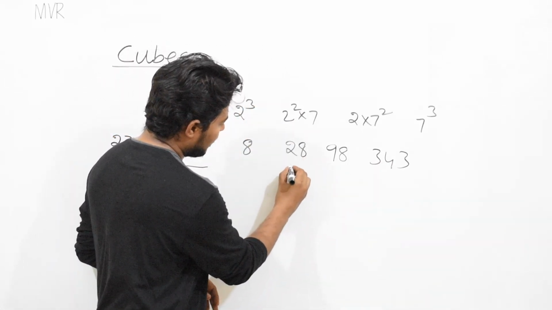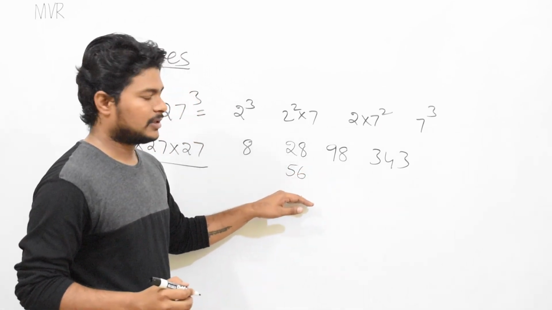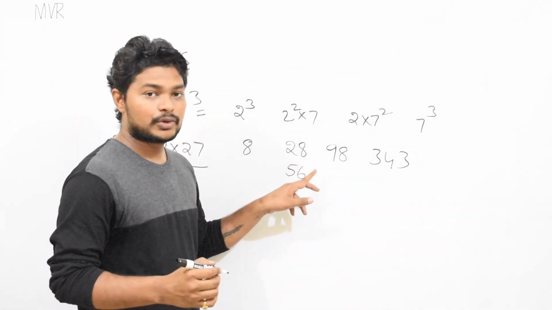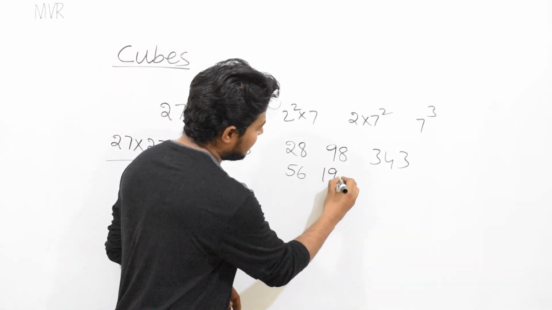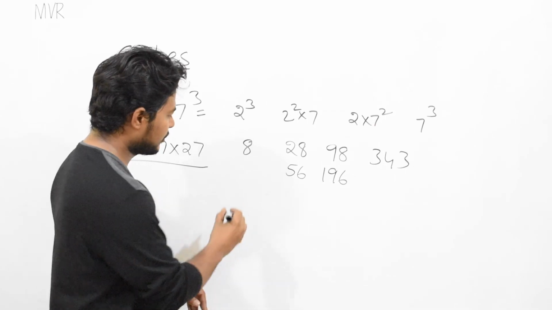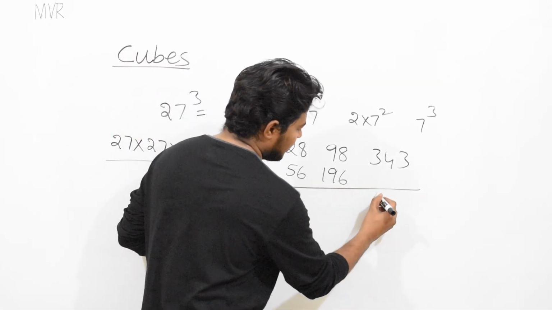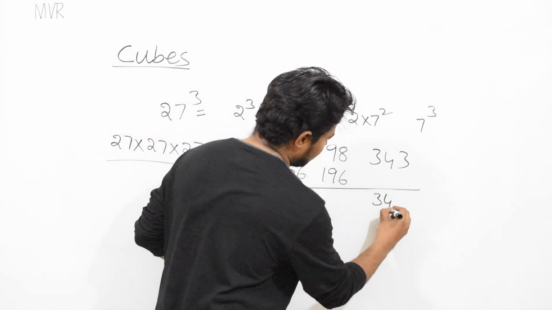Now take, as usual, the middle numbers and multiply by 2. So this will become 56. 28 into 2 equals 56. 98 into 2 equals 196. Now what we need to do? This will be 343.